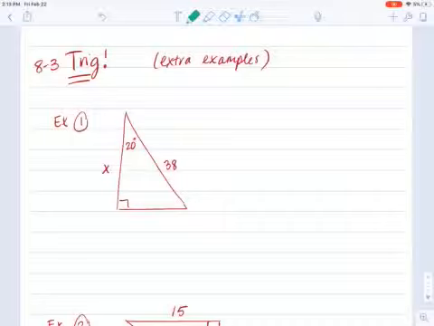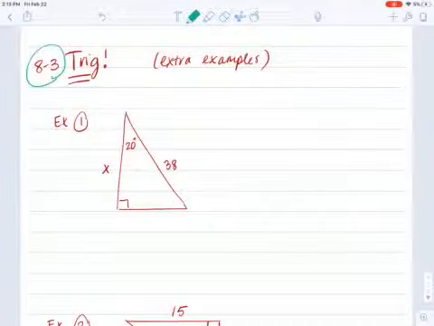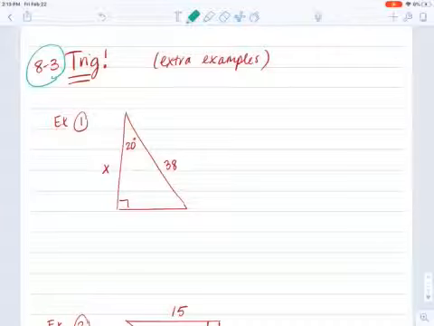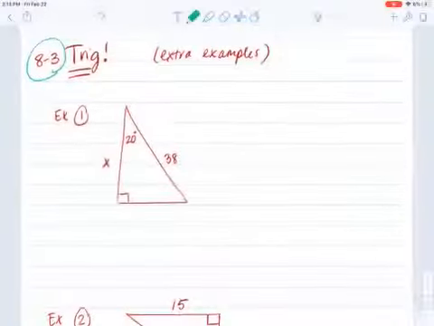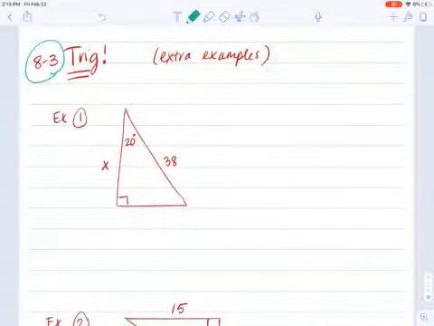This is 8-3. If we didn't quite get through a lot of examples for some of my classes, or you were absent, or you just need some help on the homework, I am here for you. I'm going to do these examples with you of essentially two different types of problems that you're going to see. There are lots of different types of problems, but these, I think, are the bulk of it, and this is what's going to be on your quiz.